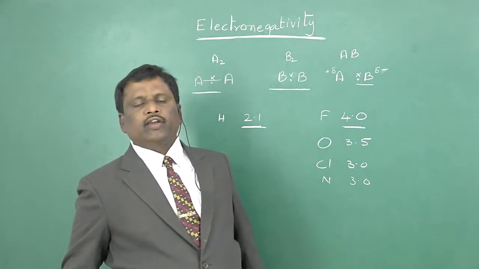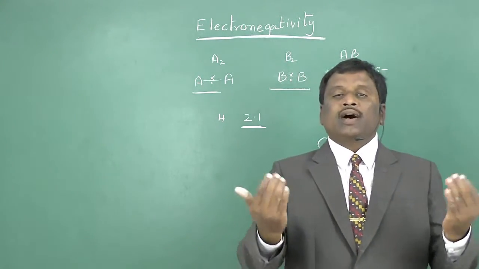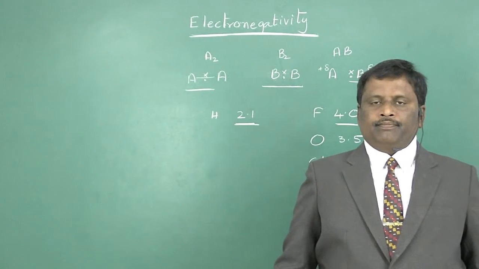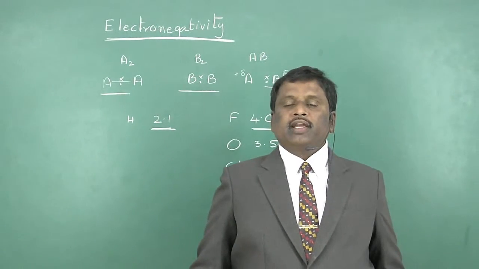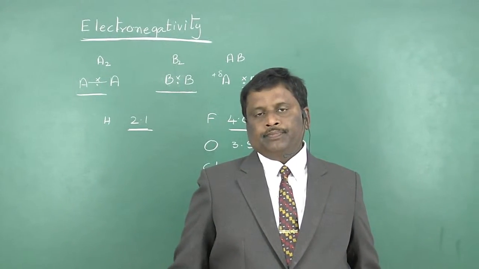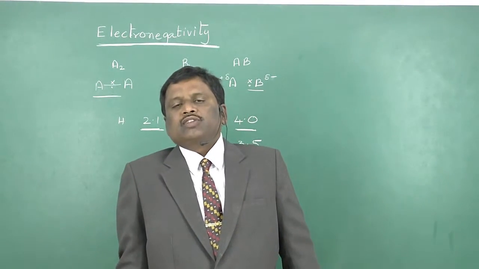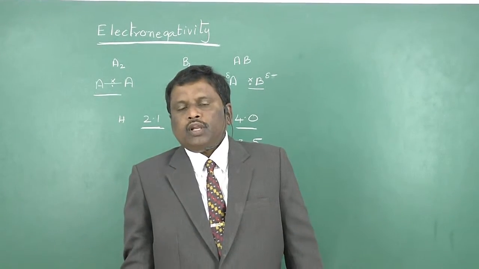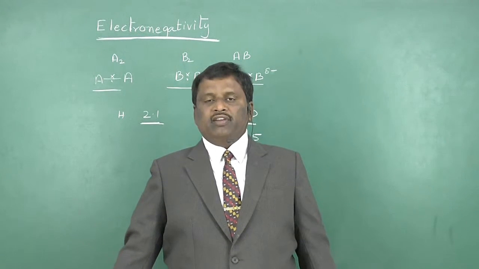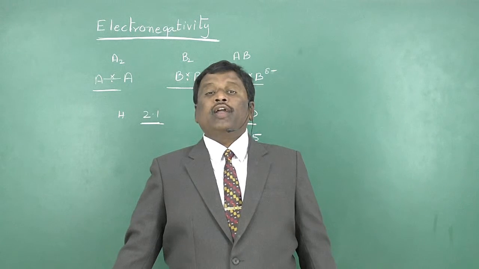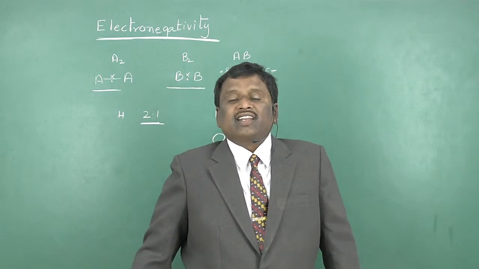So, electronegativity is the tendency of an atom to attract the bonding pair of electrons towards itself. It is the property of an atom in a molecule. It is a relative property. That is why it has no units. Fluorine has the maximum tendency to attract the bonding pair of electrons towards itself, so its electronegativity value is considered as 4.0. Next to fluorine, the second highest electronegative element is oxygen.